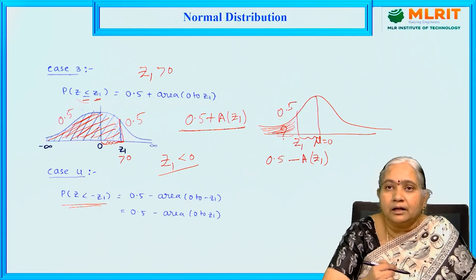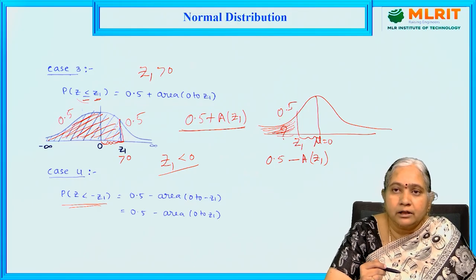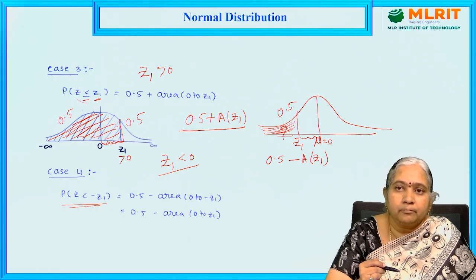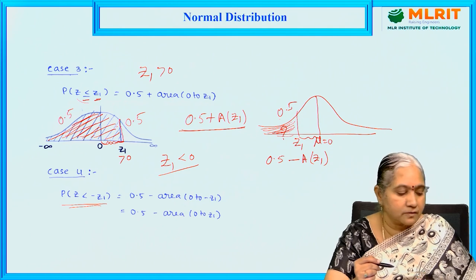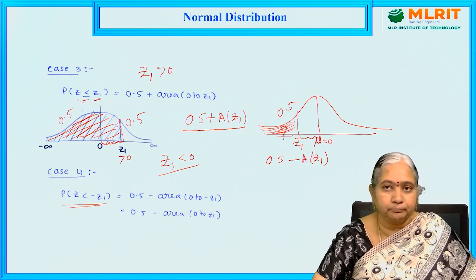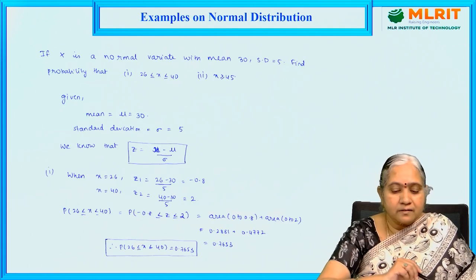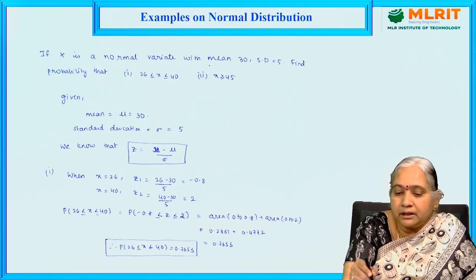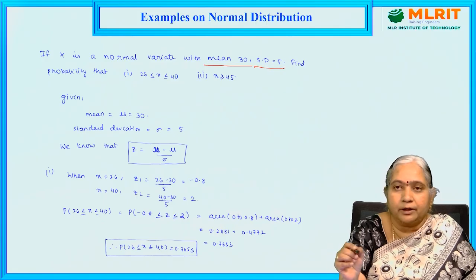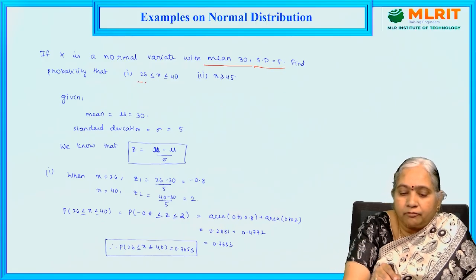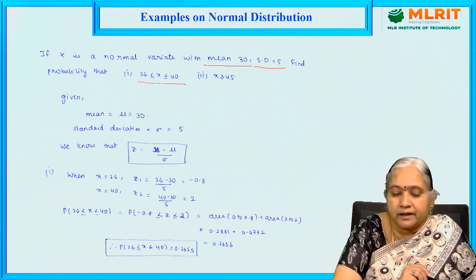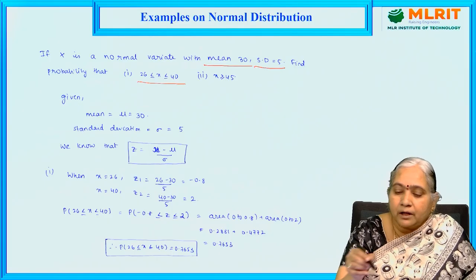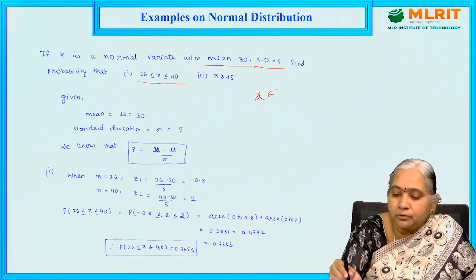So these are all the different formulas to find the probability for a given range of X, or for a particular interval of X values in normal distribution. Now let us see some examples. If X is a normal variable with mean 30 and standard deviation 5, find the probability of 26 less than or equal to X less than or equal to 40. That means X belongs to the interval 26 to 40.